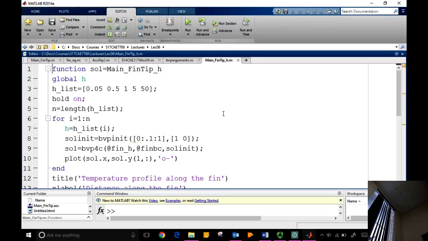It counts how many there are and sets up a loop for each value of n. For i equal to 1, it will pick the first value from the H list and put it into H. And I'm using this number in the function. That's the global H. I'm passing the value of H through global because I need to set up a loop, right?